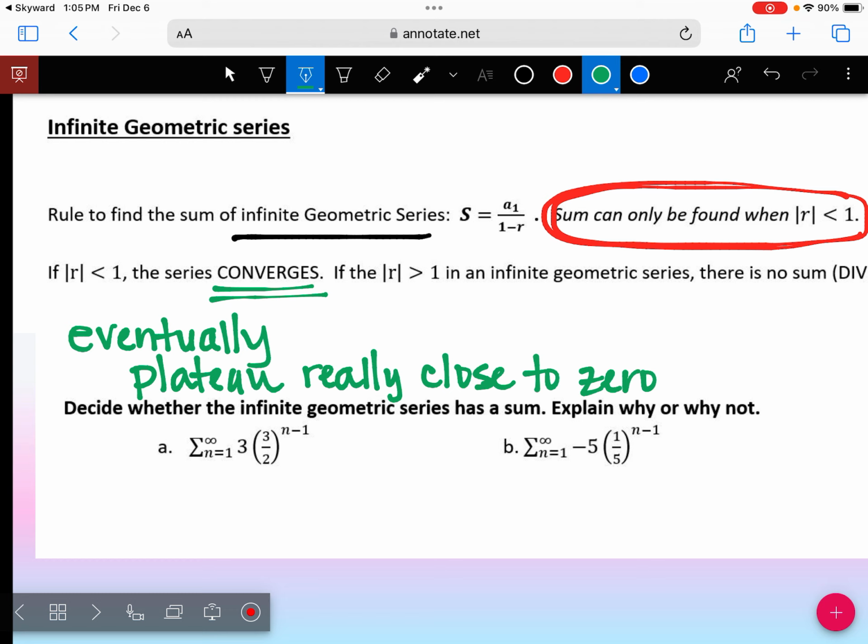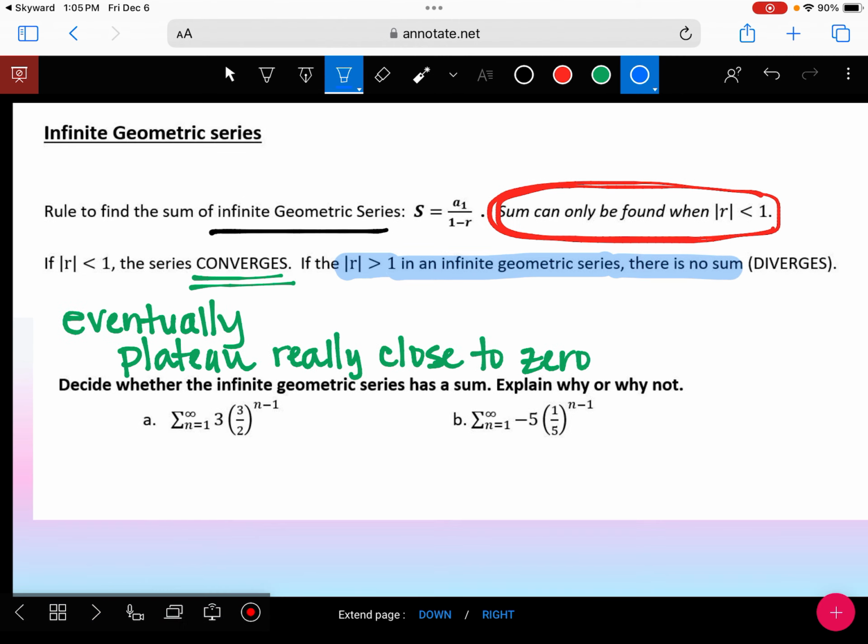If you're multiplying by a number that has an absolute value that is greater than 1, and it's an infinite series, that means it will have no sum. So we're going to look at these 2, and we're going to determine which one has a sum and which one does not.